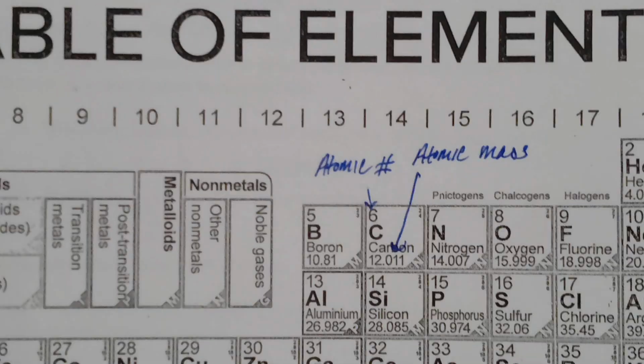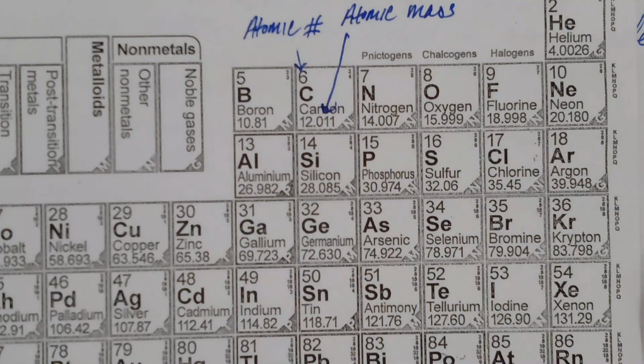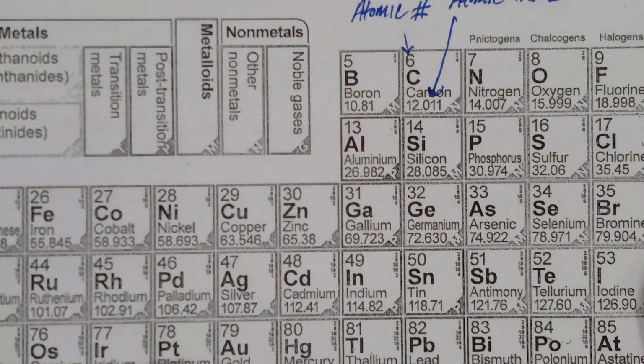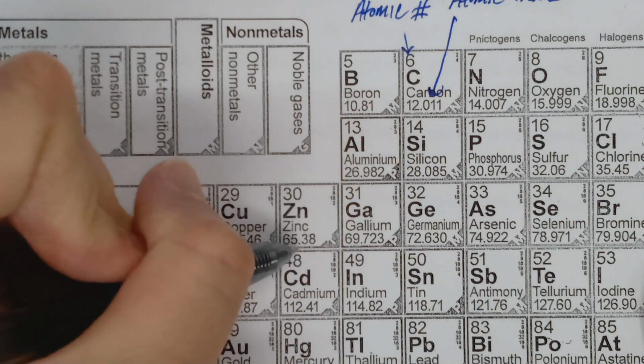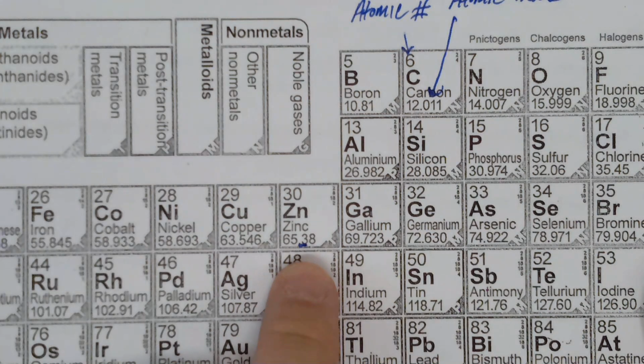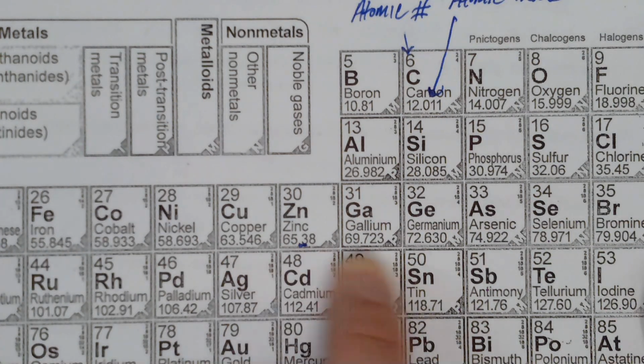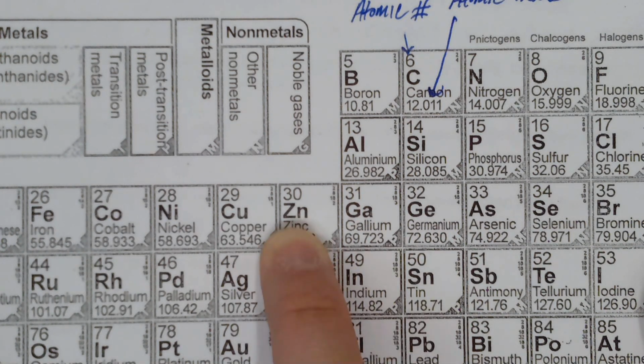For neutrons, we're going to round the atomic mass to the nearest whole number, so 65. The reason we're going down is because if it's 0.3, that's closer to 65 than 66. So 65, and then we're just going to subtract 30. So 65 minus 30 is 35.